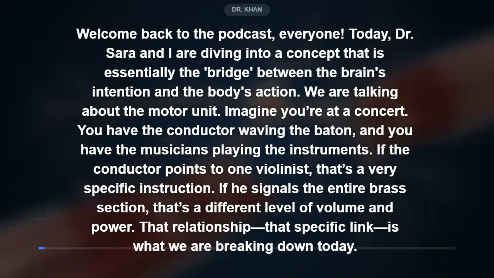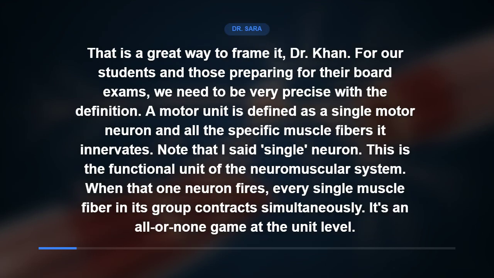Today, Dr. Sarah and I are diving into a concept that is essentially the bridge between the brain's intention and the body's action. We are talking about the motor unit. Imagine you're at a concert. You have the conductor waving the baton, and you have the musicians playing the instruments. If the conductor points to one violinist, that's a very specific instruction. If he signals the entire brass section, that's a different level of volume and power. That relationship, that specific link, is what we are breaking down today.